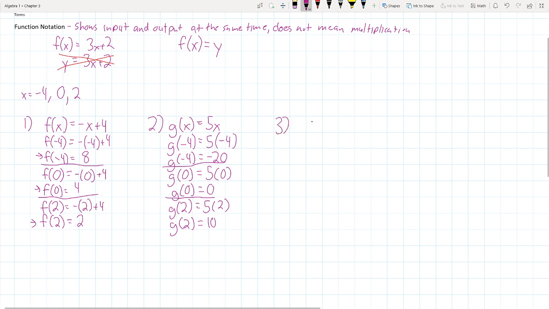So number 3. H of x equals 7 minus 2x. So I'm going to start with h of negative 4. So 7 minus 2 times negative 4. H of negative 4 equals negative 2 times negative 4 is positive 8, plus 7 is 15.